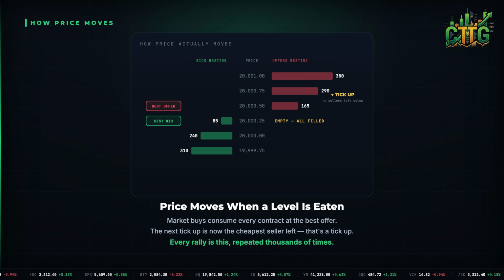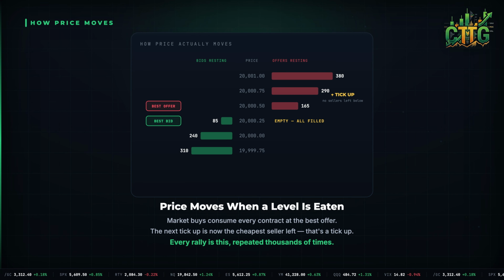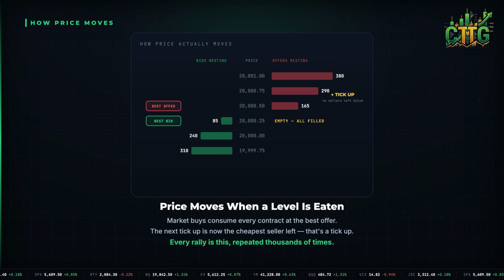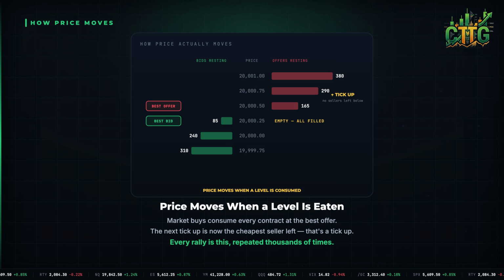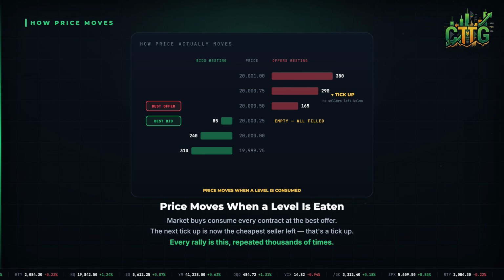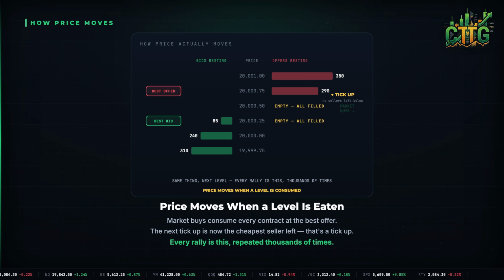Price didn't float up on sentiment. Buyers consumed every contract offered at one price and moved to the next. Price moves when one side eats through the other side's resting orders. Every rally you have ever seen is just that, repeated thousands of times.